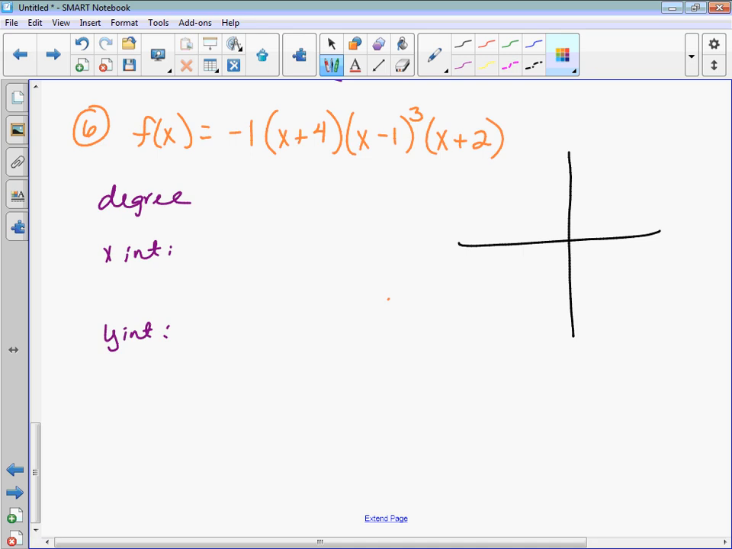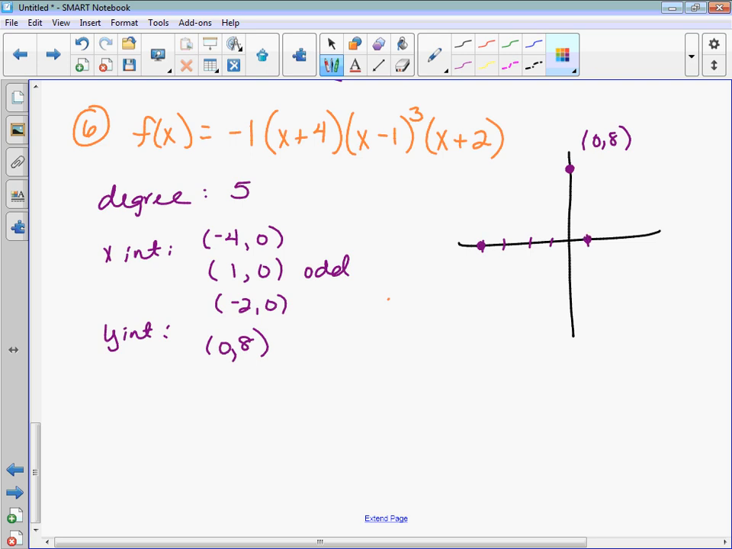All right, guys, what's the degree? 5, okay. But calm down. X-intercepts, I've got -4, 1, which has odd multiplicity, and -2. All right, y-intercept. 0 what? Let's see. 8. 8, yes. All right, so let's plot these points. 0, 8, 1, -2.